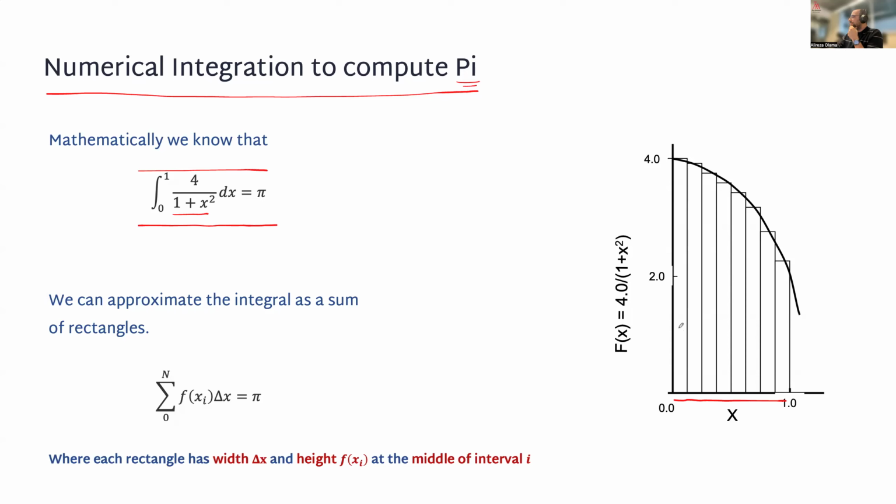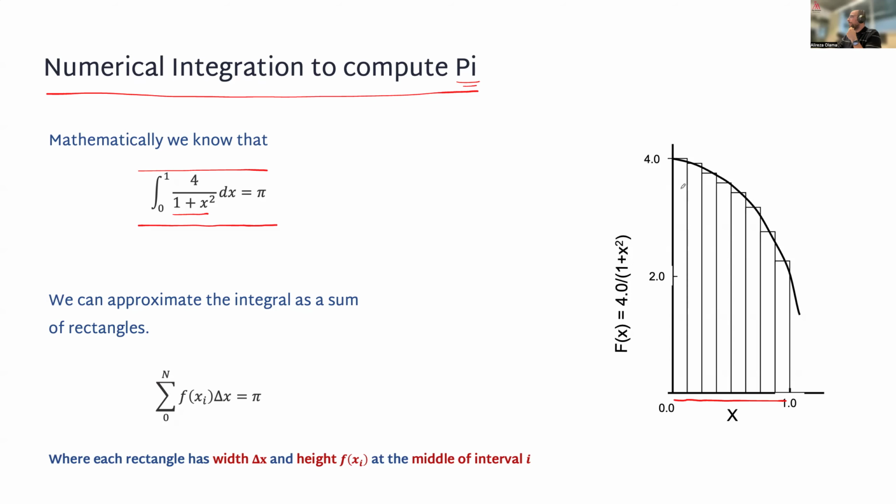So we divide the area under this curve into different rectangles, and then we can compute the area of each rectangle, right? And then we sum them up, right? So this is an approximate solution for computing this integral. So this is exactly how we can do that.